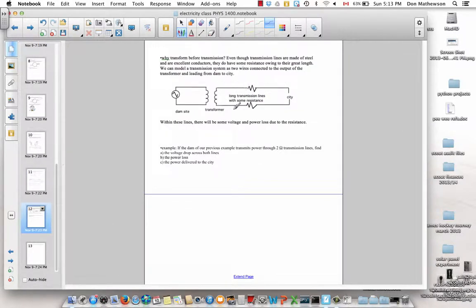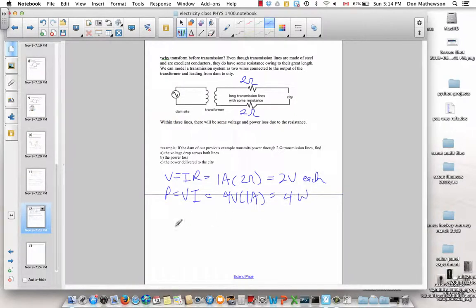Now, transmission lines are made of metal, but if you get 1,000 kilometers of metal, it is going to have some resistance, and therefore there'll be some energy lost along the way. Let's imagine that those transmission lines were 2 ohms each. And let's see how much energy we would lose in them. Well, there's only an amp flowing through those lines, so we're only going to lose 2 volts across each one. So then in terms of the power that's lost, it's going to be 2 times 2 volts, 4 volts, and an amp. You're only losing 4 watts of power.